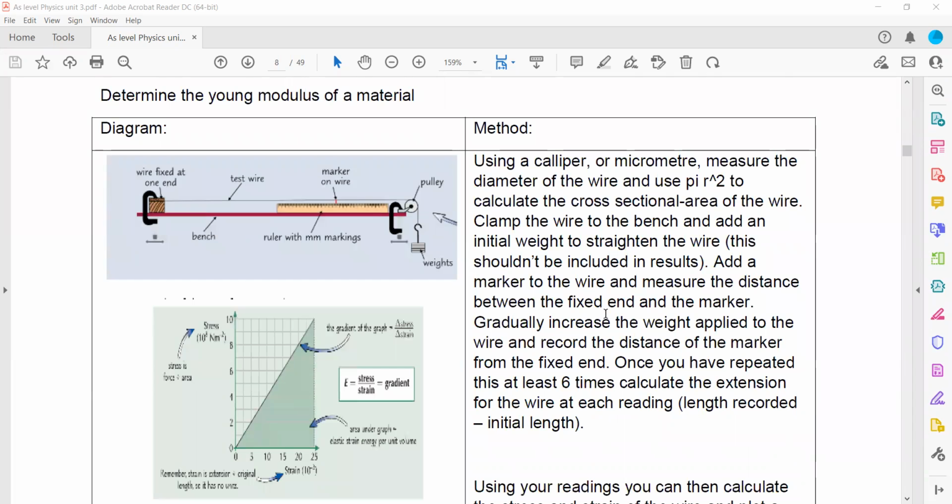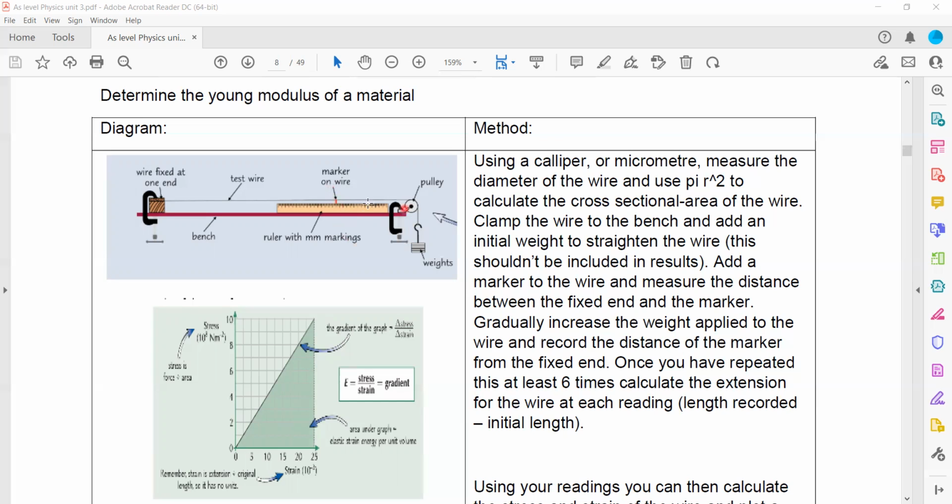Or we can also use this method, like a horizontal wire, as you can see. What we did here is fix the wire. The first one was vertical, but in the second one the wire is horizontal, and a pulley is used just to clamp the weight. So this is a test wire. We put a marker on it and we add a load.